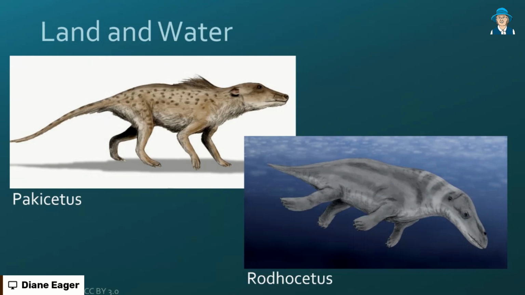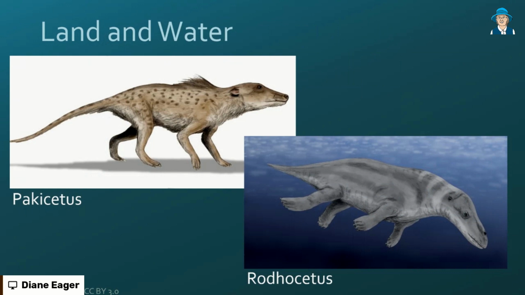There is supposedly a transition from Pachycetus to a creature called Rhodocetus, and that is the transition from land to water. Now, the Natural History Museum didn't have much to say about Rhodocetus because even though it looks like a semi-aquatic creature, it's not considered to be on the direct line from terrestrial creatures to whales these days.